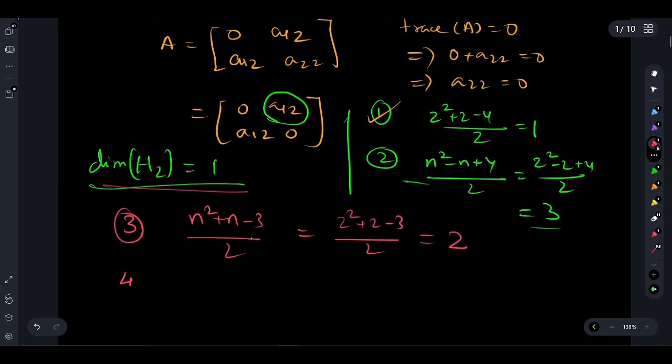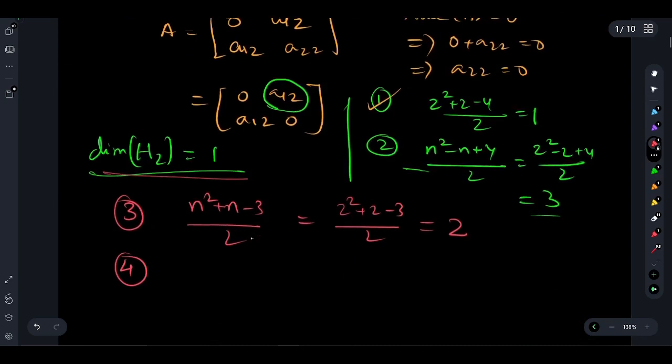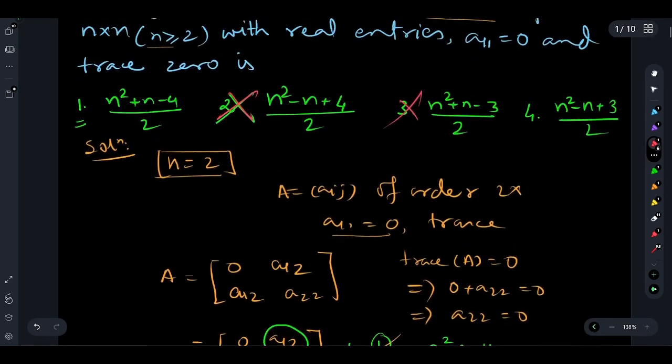So now option 4, and substitute n equals 2 into option 4. We have 2 square minus 2 plus 3 divided by 2. So this is 4 minus 2 is 2, plus 3 is 5. This is equal to 5 by 2. But the dimension of H2 equals 1. Hence option 4 is not correct.